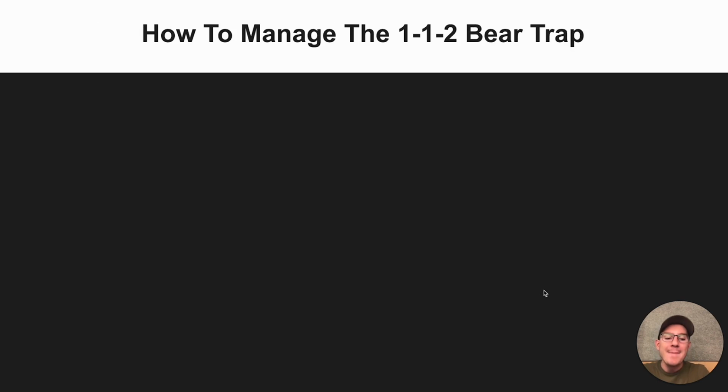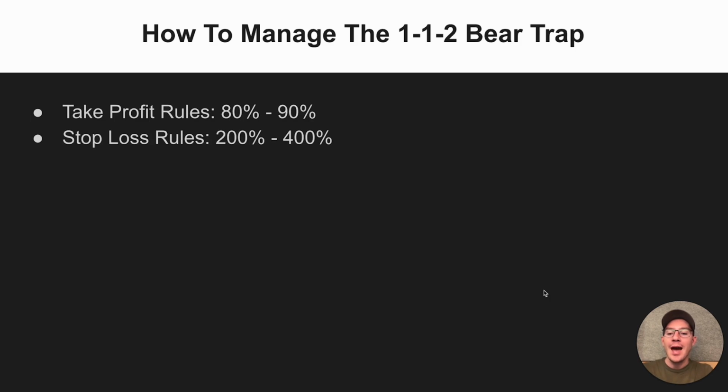Now, how do we manage the 112 bear trap? How do we actually make sure it makes us money? We have some take profit rules, and those are typically between 80 to 90% take profit. And then our stop loss rules are somewhere between a 200 to 400% stop loss. So that's typically how those trades are structured. And there's no early management for these. We typically just use the take profit and the stop loss to control this trade.